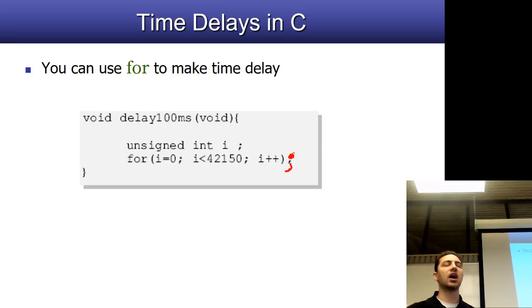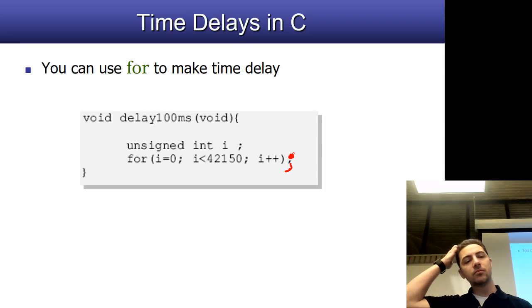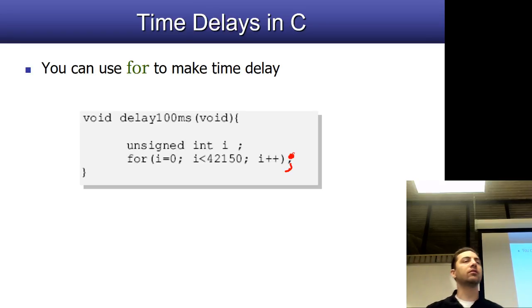A cycle is not a unit of time. Units of time are in seconds. How do we know how long a cycle takes? How long does a cycle take? Frequency of the processor. Well, the frequency of the processor definitely has some information that we can use.